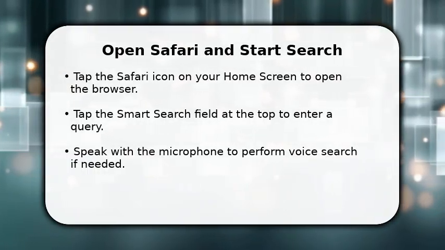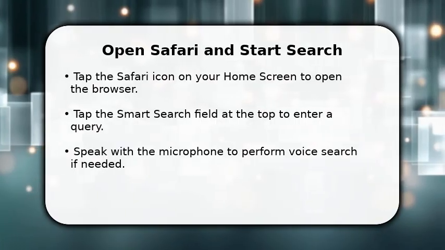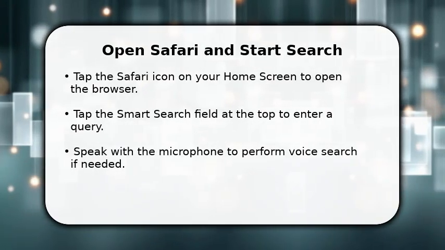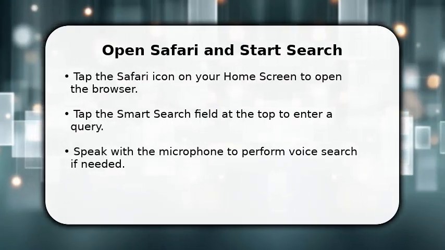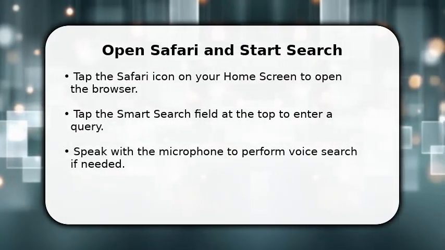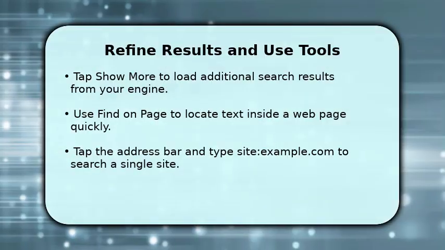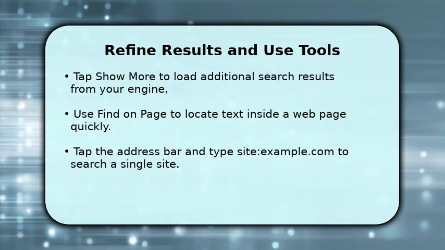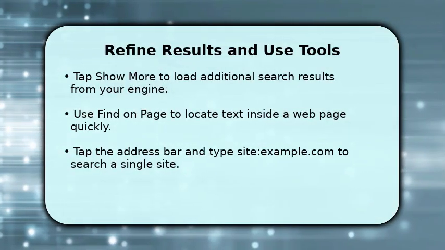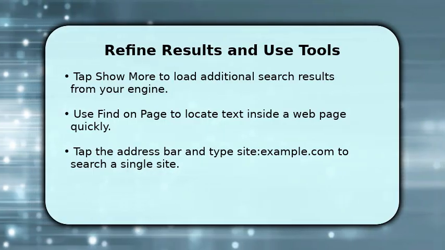Results appear as suggestions while you type, and Safari updates suggestions from your default search engine. Swipe down on the results to reveal more options and quick actions. When results load, tap Show More to reveal additional entries from your search engine. Use filters for images, videos, news, and maps by tapping the corresponding tab under the search field.